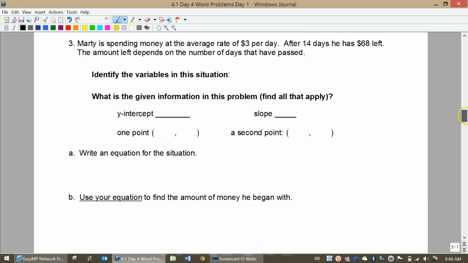Let's look at our next scenario, 3. We have an average rate of $3 per day, 15 days, he has $65 left. The amount left depends on the number of days that have passed. Okay? Variables, define them, please.